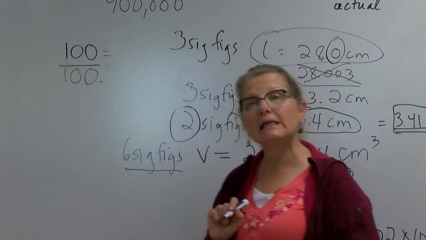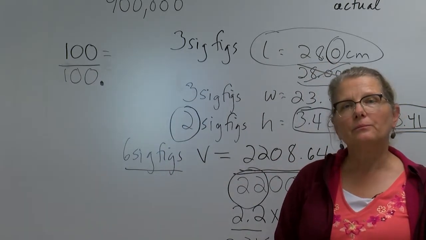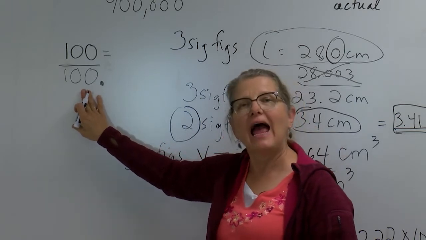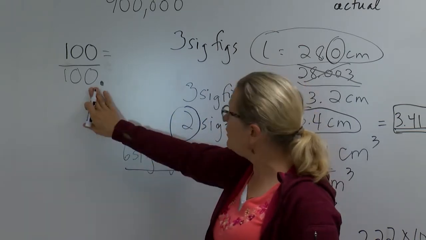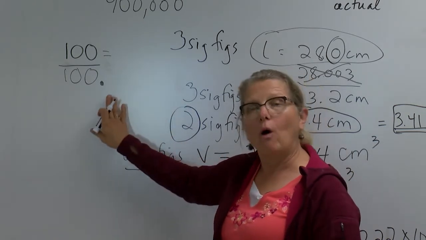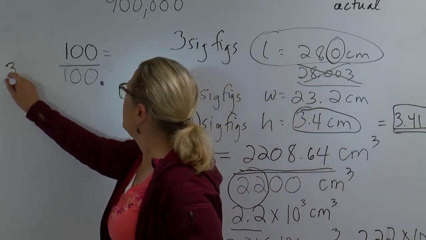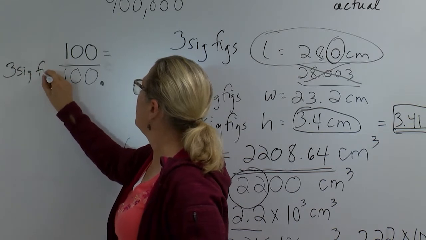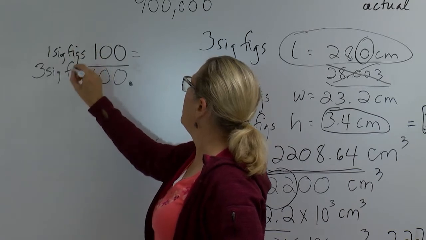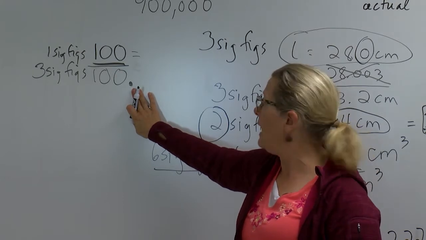Now, if you wrote the number 100 point, you've got the decimal point there. Now you're saying that I know that this number is accurate within 1, that the actual number is somewhere between 99.5 and 100.4. This has 3 sig figs. And this only has 1. Did I need to put that decimal there? I did not need to.